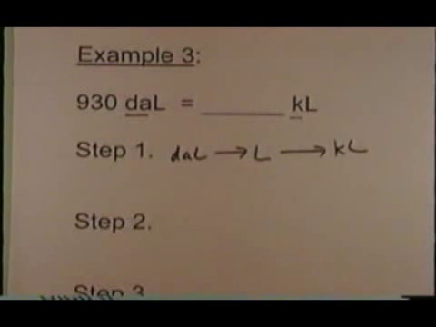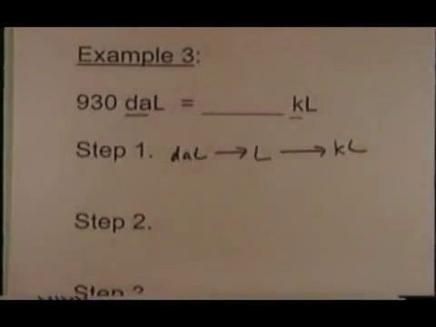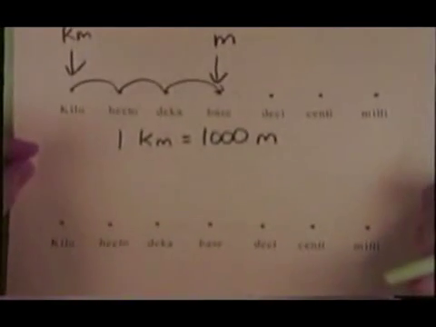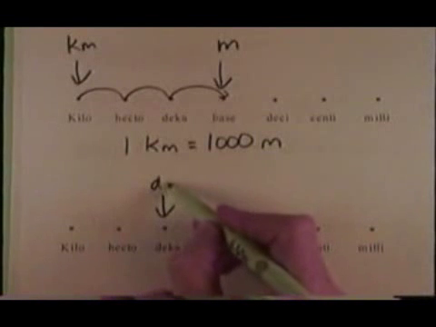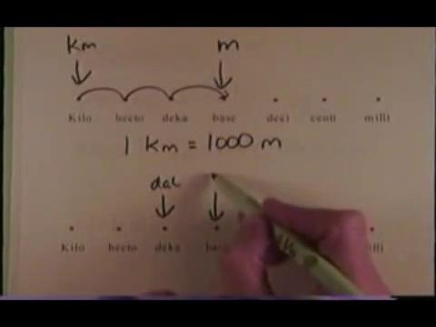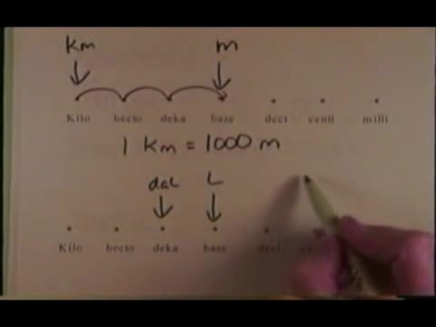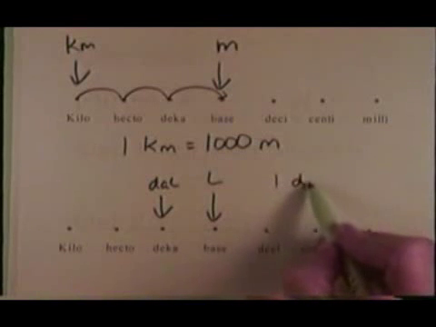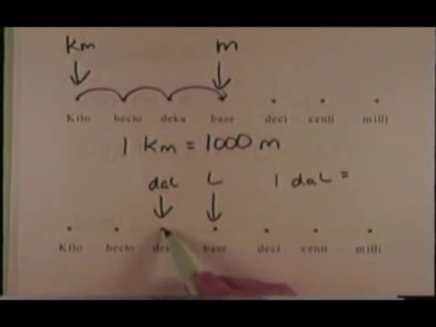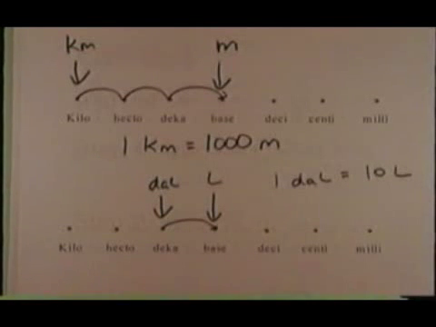Now we need our conversion facts. So I'm going to pull out my scale again. And let's see, one more time. We need decaliters and liters. So that would be here. And the base unit is liters here. Decaliters are on the left, so that makes that the larger unit. So 1 decaliter is equal to, that's 1 move, so that's 10 liters.